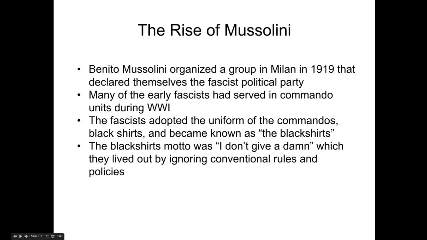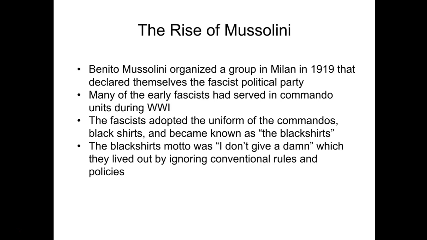And it is in this that Benito Mussolini rises to power by playing these groups off against each other and playing up on the fears of others. And that's another big thing you see in fascism, the creation of fears and an us and them mentality. So Mussolini organizes a group in Milan in 1919 that calls themselves a fascist political party. So he's got this term going, and he's trying to start as a legitimate political party.